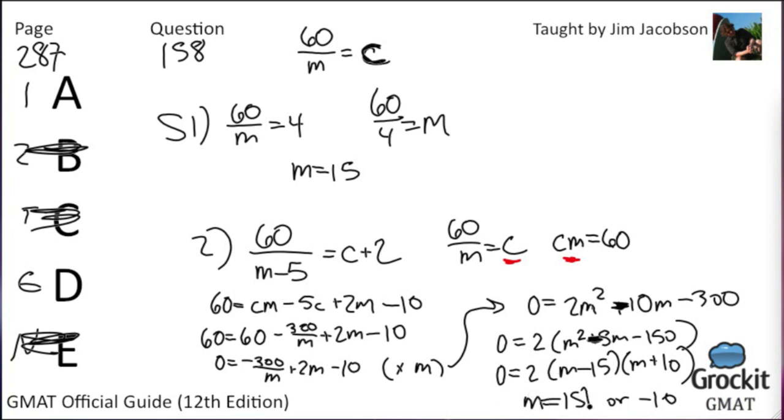So m equals 15, and of course that matches what we came up with in statement 1. That's how we also know that we're on the right track. So we can say statement 2 is sufficient. It is answer choice D.